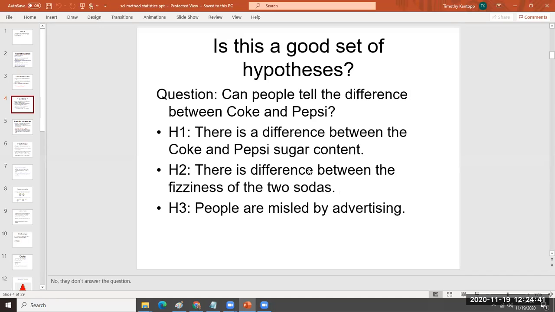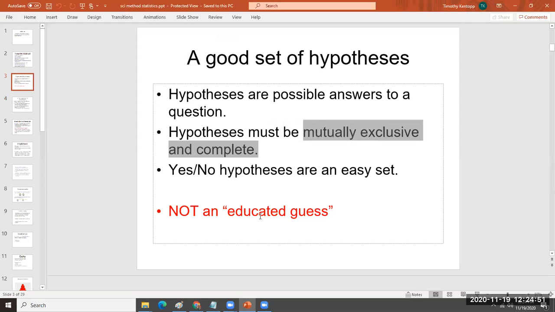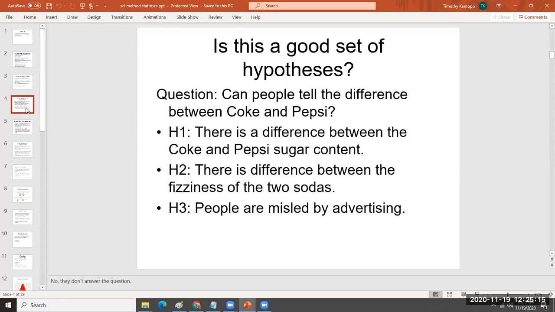So once again, hypotheses are possible answers to a question. They should be mutually exclusive and complete, meaning they're very discretely defined, very tightly defined. And you want a plain answer. You can get very statistically sophisticated, but that's not the goal. The goal is to be able to say yes or no to a certain answer, right? You want to be able to prove, you want to be right.